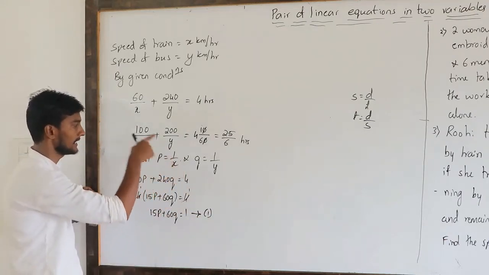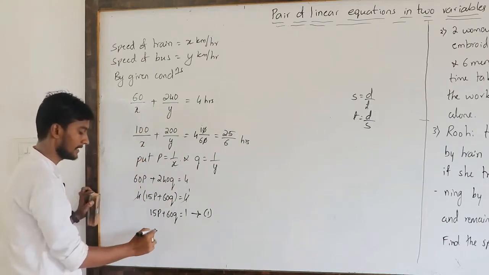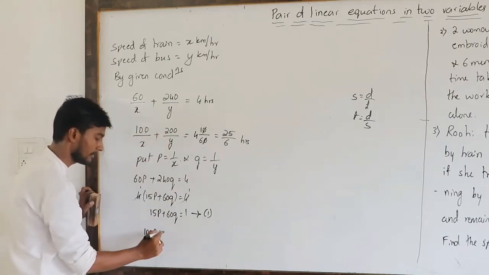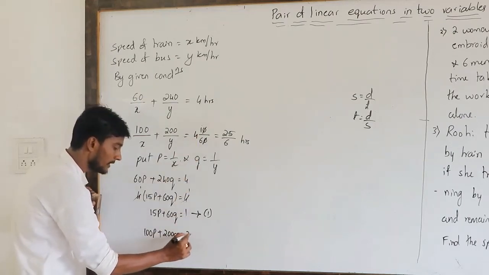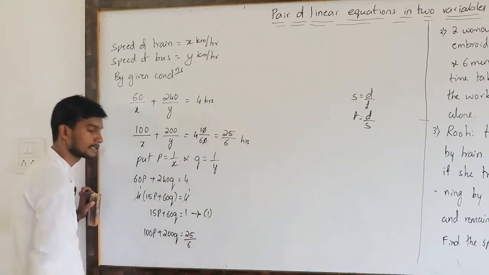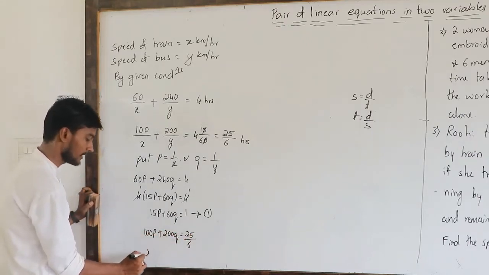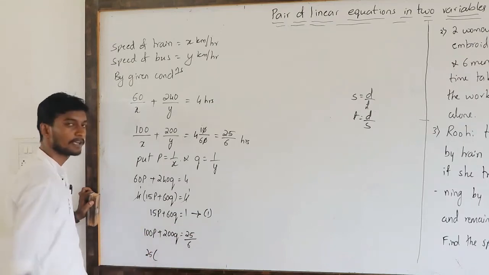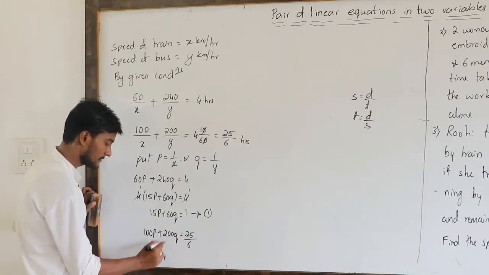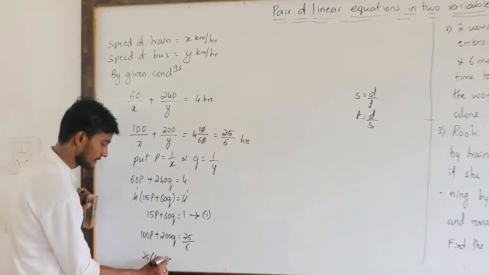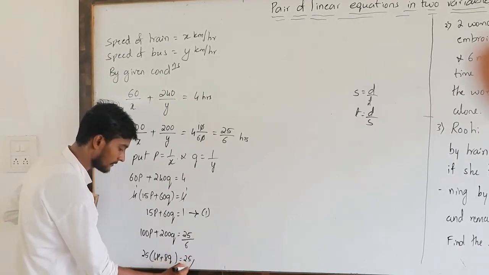In the same way, second equation: 100 divided by x means 100P, plus 200 divided by y means 200Q, is equal to 25 divided by 6. In the numerator we are having 25, so I will take 25 common. If you take 25 outside, 25 4s are 100, so 4P plus 25 8s are 200, so 8Q is equal to 25 divided by 6.